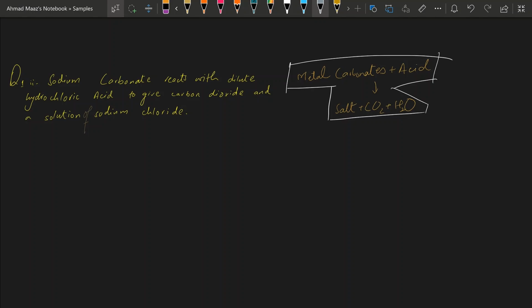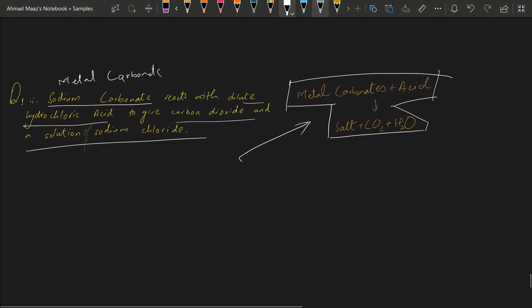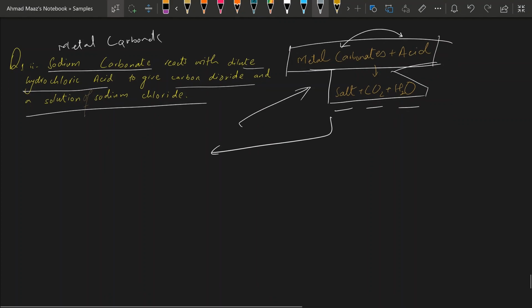So sodium carbonate reacts with dilute hydrochloric acid. Now sodium carbonate is a metal carbonate. It reacts with acid to give carbon dioxide and a solution of sodium chloride. I've written this equation over here so that you understand what a reaction between a metal carbonate and an acid is. If you try to recall, metal carbonates react with acids to give salt, carbon dioxide and water. So you must know that this equation must be written in this form.